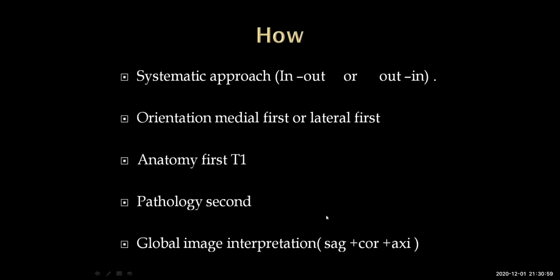Then you have to know where is the medial and where is the lateral, and then you start with T1. Then you go for T2, and then you have to combine T1 with T2 within the three anatomical cuts: sagittal, coronal, and axial.